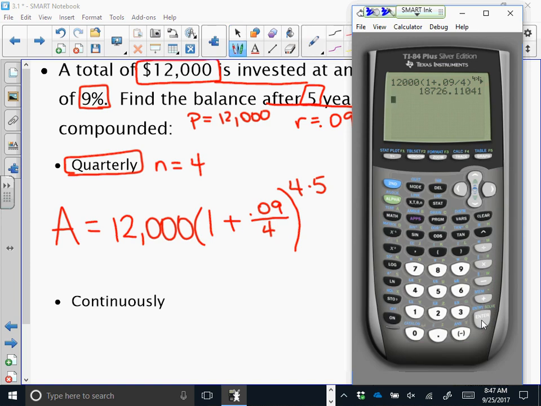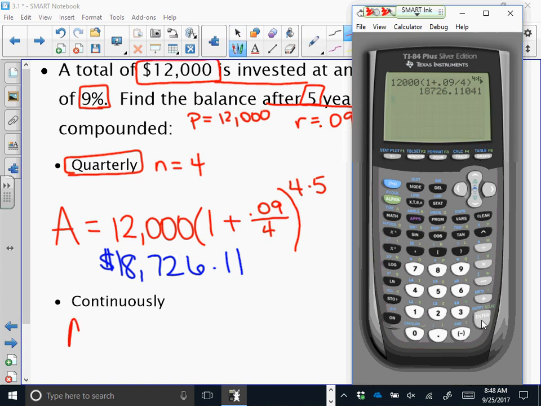So if we invest $12,000, then after 5 years, we would have $18,726.11. Woohoo! Whoops. I got so excited my marker went in the trash can.